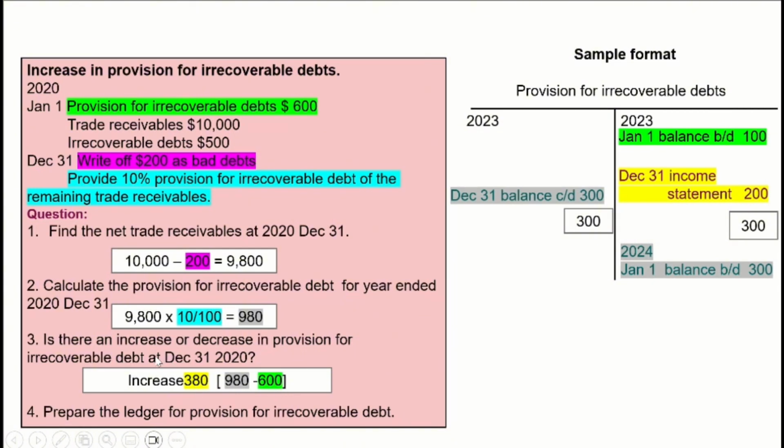Now, let's see how to post these entries to a ledger. Can you take a few minutes looking at this format, try completing the provision for irrecoverable debts on your own so that we can check the answers in the next slide.